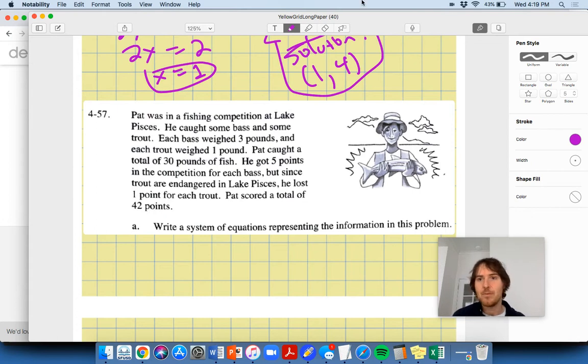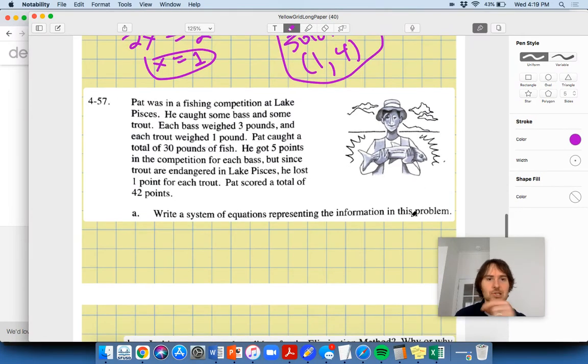Let's see if I can get done with this on time to pick up my daughter before I get charged more. She's at daycare if you didn't hear me earlier.